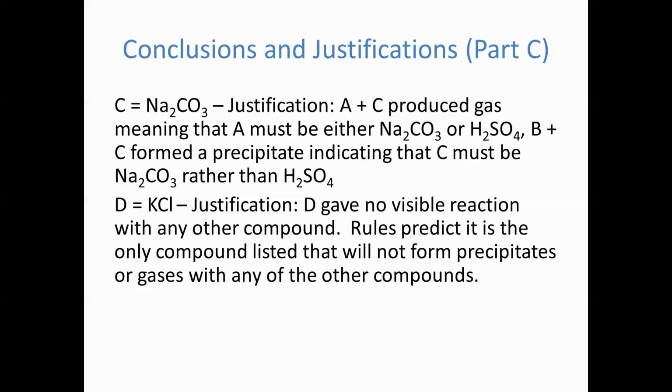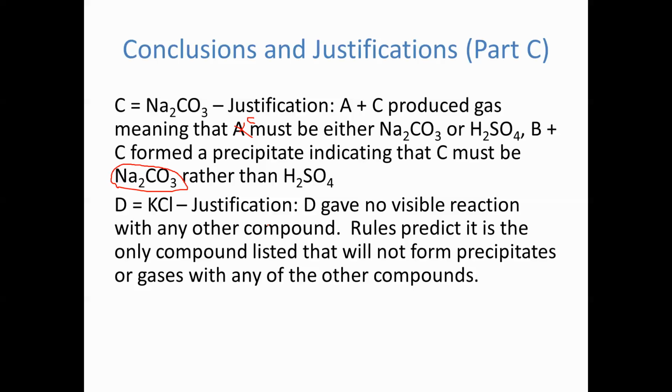So we already figured out, because A and C produce a gas, that C must either be sodium carbonate or sulfuric acid. And because B and C form a precipitate, that means that C has to be sodium carbonate, because our solubility rules predict that carbonate should form a precipitate.